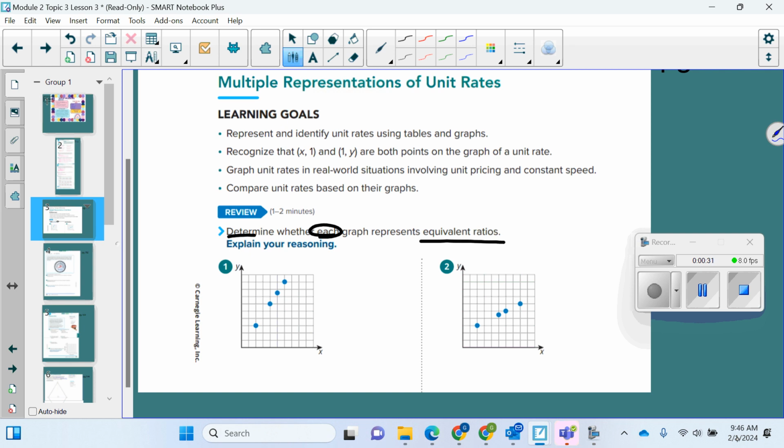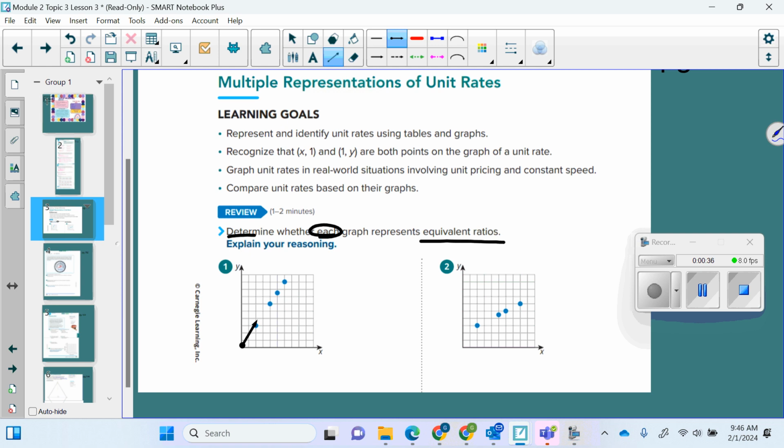Because all you needed to do was put your ruler down on the origin and draw a line through it. This one, when I put my ruler on it, does it go through the origin? No. So what does that tell you? It is not. So what about part one? Yes. Why? There's two aspects. It's a straight line and it goes through the origin. That means it's a ratio.